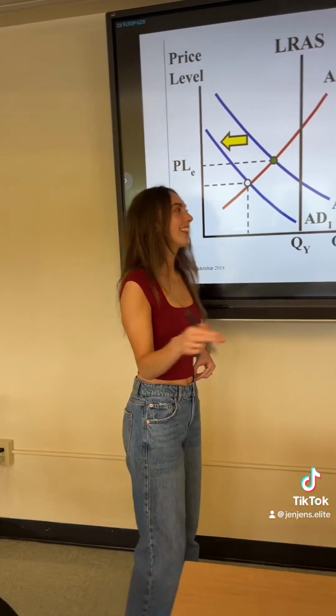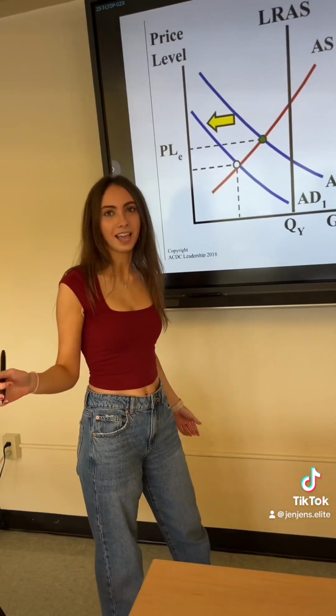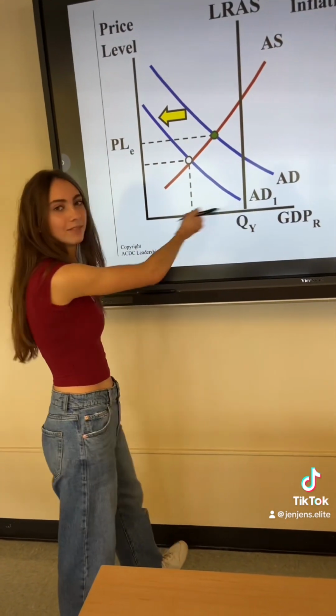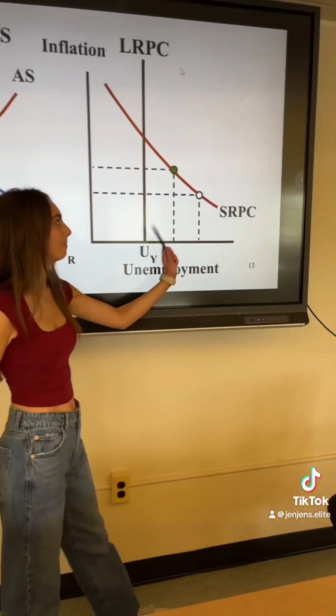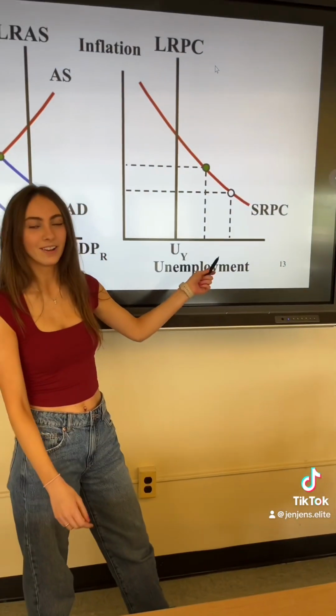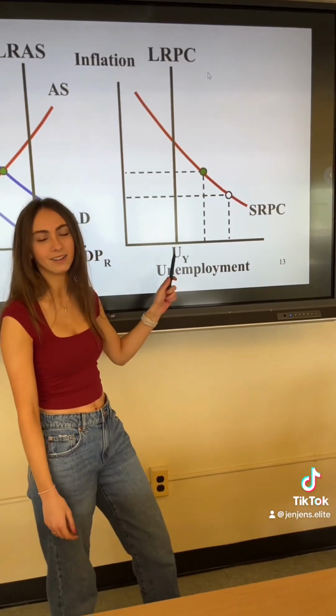This is a recessionary gap, and it shows the AD shifting to the left, which causes the SRPC to shift to the right, causing low inflation and high unemployment.